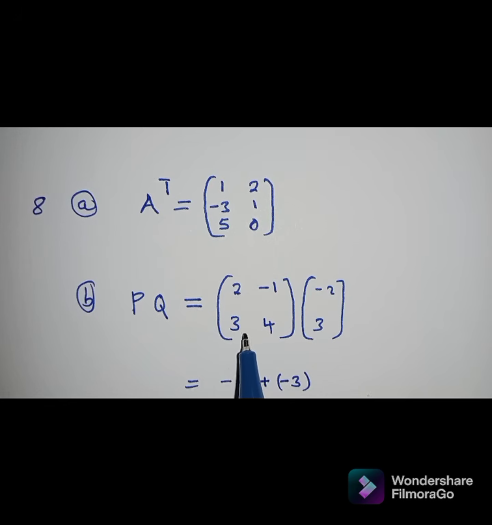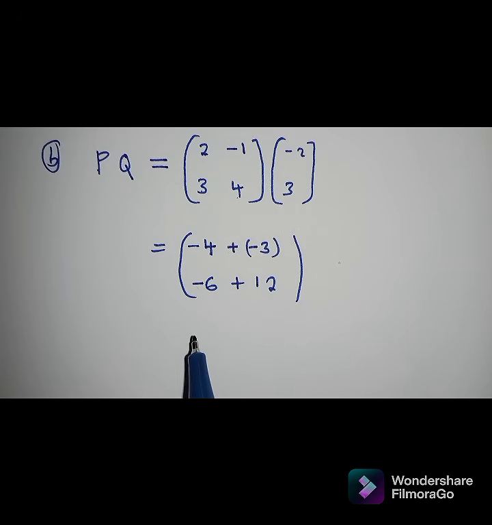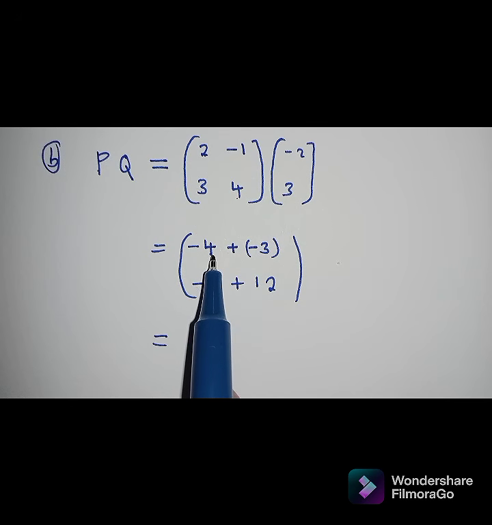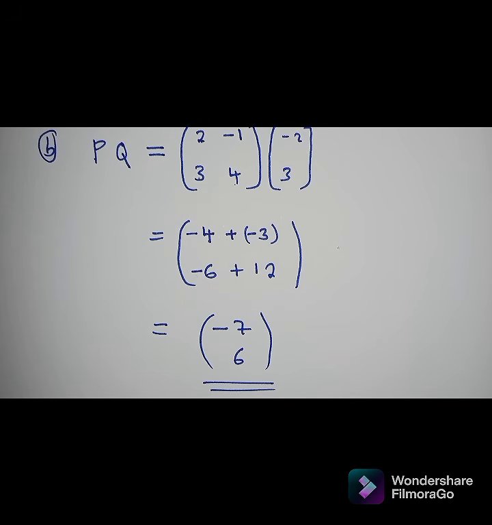Then we go to the bottom row. So 3 multiplied by negative 2 will be equal to negative 6. Here 4 by 3 will be equal to 12. Okay, it will look like this. The next thing here will just be to clean up. So this negative 4 plus negative 3 will just be negative 7. Here it will be 6. And this is our solution. We go to the next question, which is question 9.